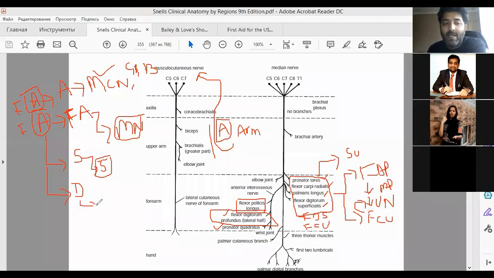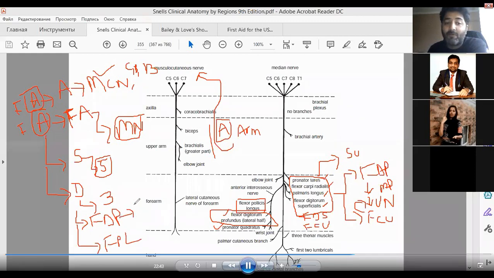For example, deep is considered only three muscles. That will be flexor digitorum profundus because it is deep. Profundus means it is deep. Then you have flexor pollicis longus. Please remember, because flexor digitorum profundus is inserting into your four digits, our thumb remains. So for thumb flexion, we need flexor pollicis longus. And then we have one more muscle, that is the pronator quadratus muscle.